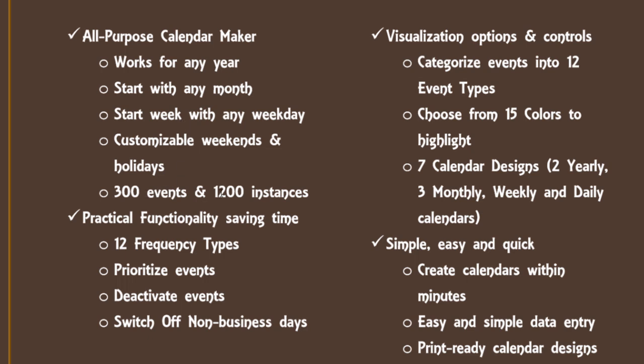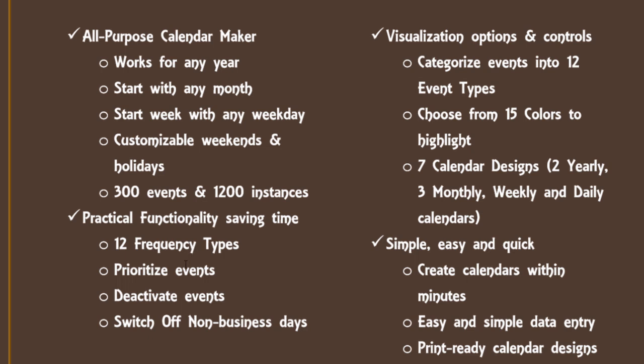Please note that instances means if you have a weekly event that runs for 4 weeks, that's one event, but it creates 4 instances. That's what that means. For visualization, you can categorize the events into different event types and assign colors. You have 15 colors to choose from, 7 automatically created calendar designs, and 12 different frequency types of events that you can create.